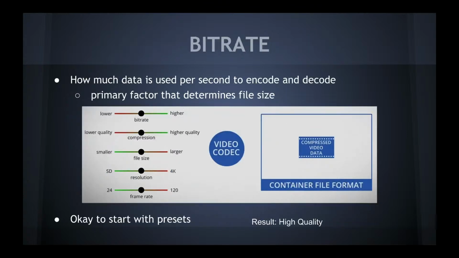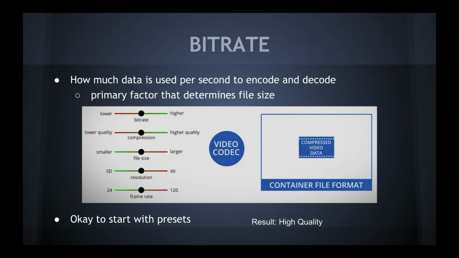Bitrate: how much data is used per second to encode and decode? It's the primary factor that determines file size, right? If you have a higher bit rate, the file is going to get bigger. If your compression is higher quality, the file is going to get bigger. Resolution too: the higher the resolution, the bigger the file. The more frames, the higher the data rate, the bit rate.